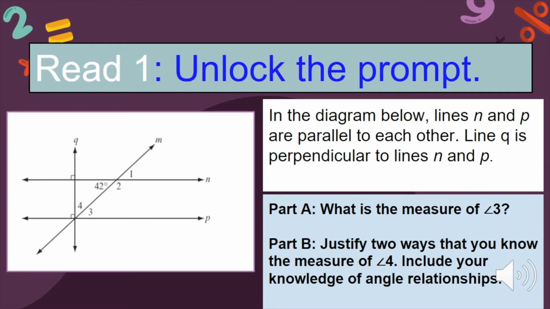Here, I have underlined the words parallel and perpendicular because these words will help me determine the values of specific angles. I also underlined the questions and directions. Let's keep going.